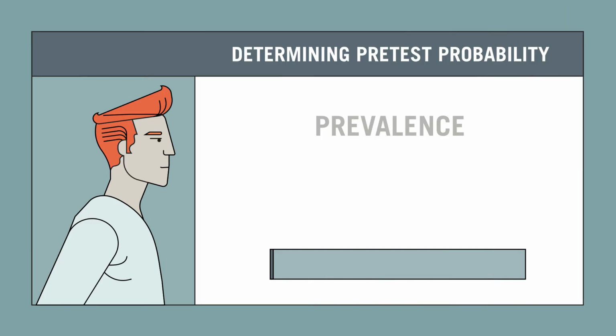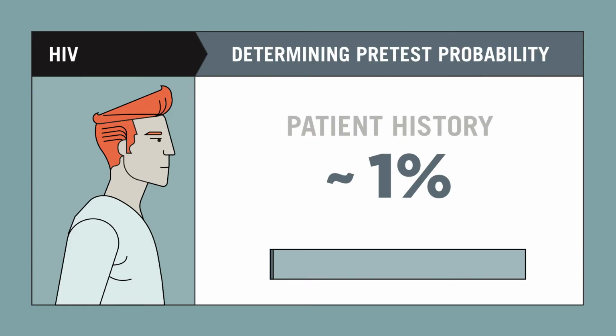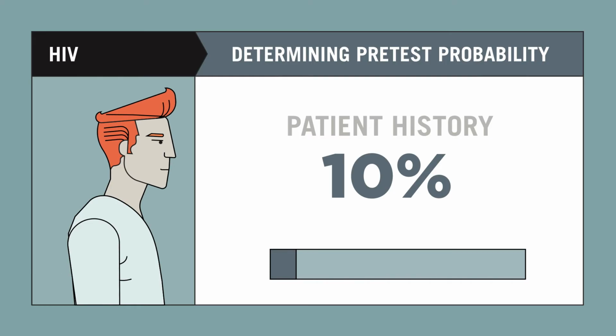Let's determine the pretest probability for a patient interested in HIV testing. The prevalence of HIV is around 1% in the US population. Patient history. Mr. Burke has had unprotected sex with men. Probability increases to 10%. He adds that he has not been sexually active in the past year after a negative HIV test. Probability decreases to 0.1%.